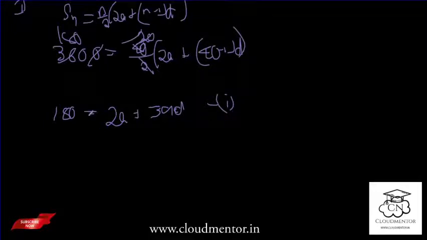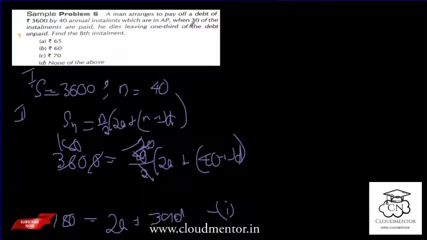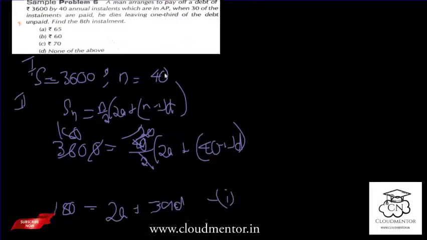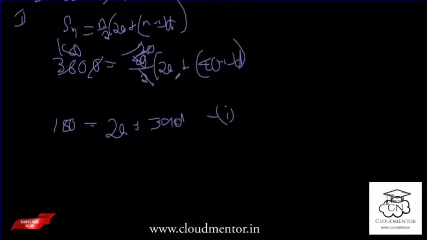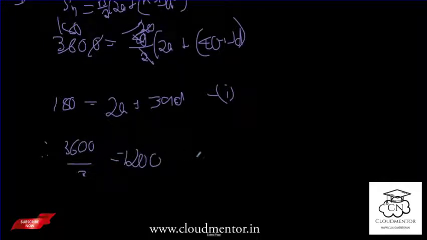And now step three. Now we write another given condition: when 30 of the installments are paid, he dies, leaving one third of the debt unpaid. So after 30 installments, 1/3 of the debt is unpaid. Therefore, 3600 divided by 3 is equal to 1200 unpaid, and 2400 is paid.